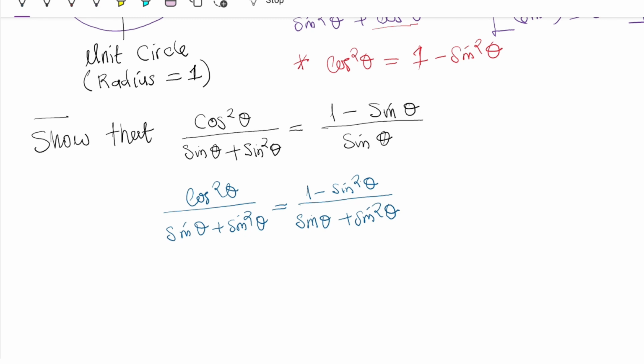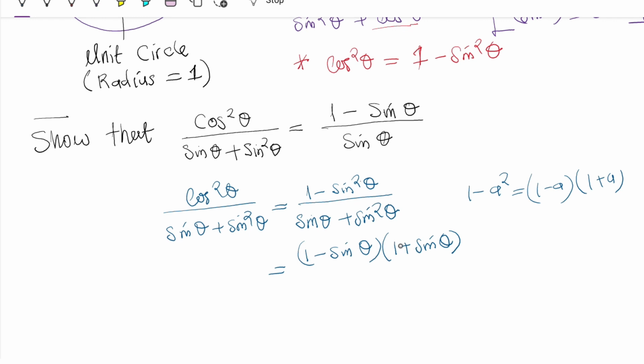All right. Now remember, 1 minus sine squared theta can be factorized by the difference of two squares. This will be equal to, I will factorize this because look at this, I have 1 minus sine theta. So I will say this is 1 minus sine theta, close, then 1 plus sine theta. When you expand this, you will get what is in the numerator.